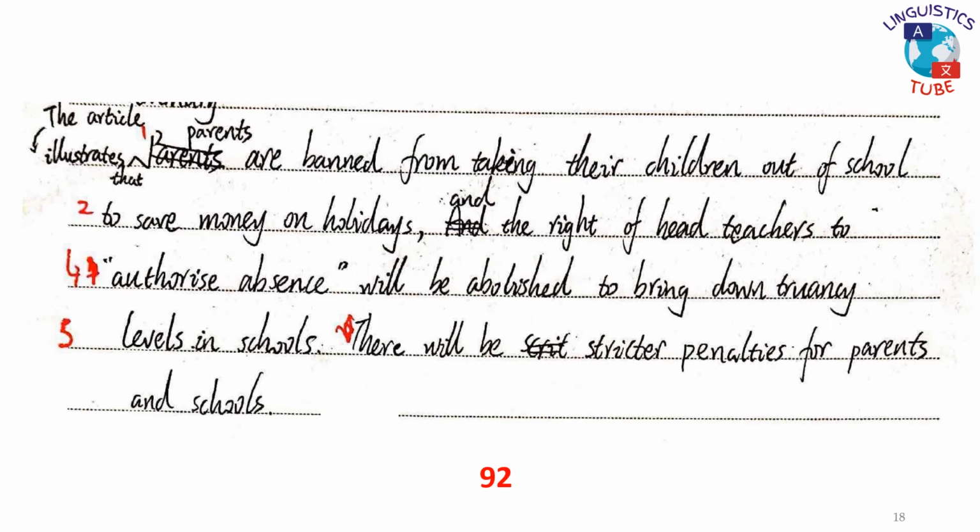The article illustrates that parents are banned from taking their children out of school to save money on holidays, and the right of head teachers to authorize absence will be abolished to bring down truancy levels in schools. There will be stricter penalties for parents and schools.